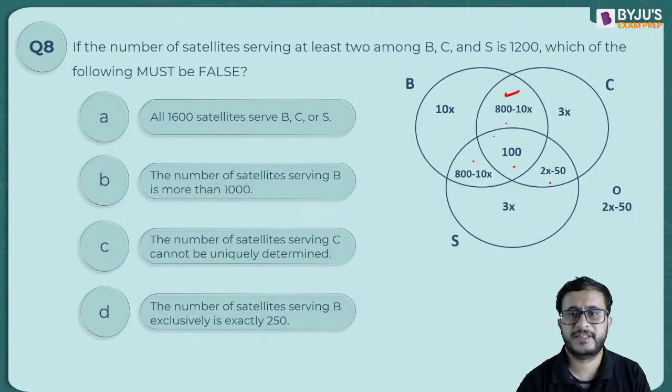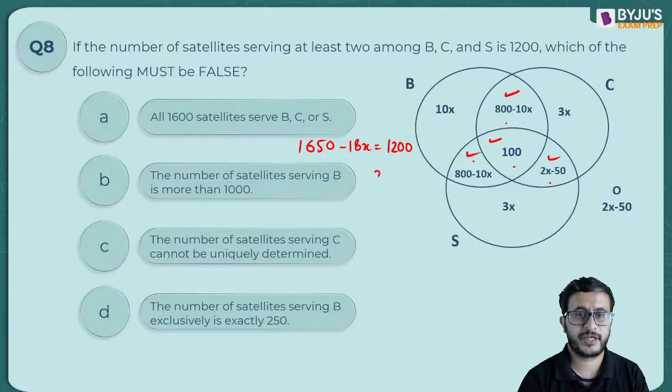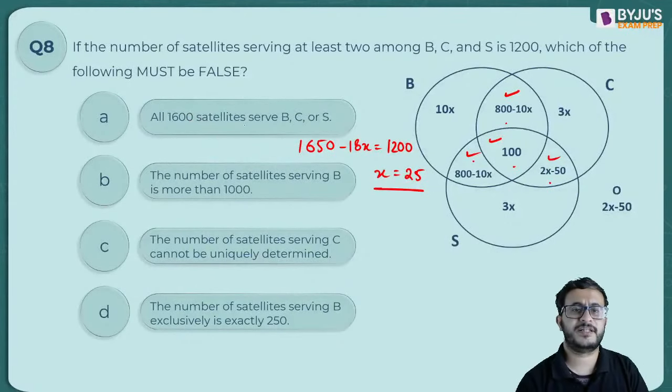So if this is at least 1200, so that will be 1600 plus 1700 minus 50, 1650. Okay, minus 1020 and plus 2 minus 18x is your 1200. That is what is given, right? So x is equal to 25 in this case. Okay, x is 25. All 1600 serve B, C or S. Will it be true? Yes, because this will become 0. So this is true, but we have to answer which is false.